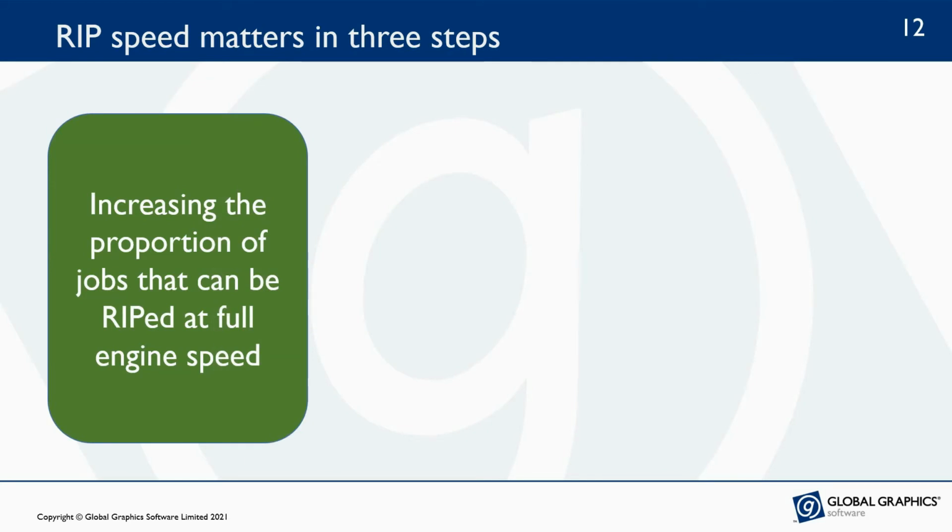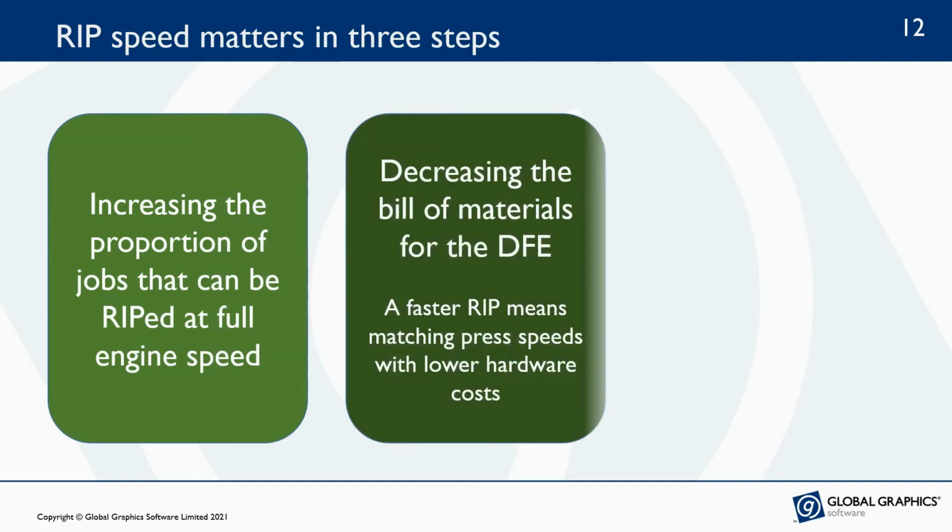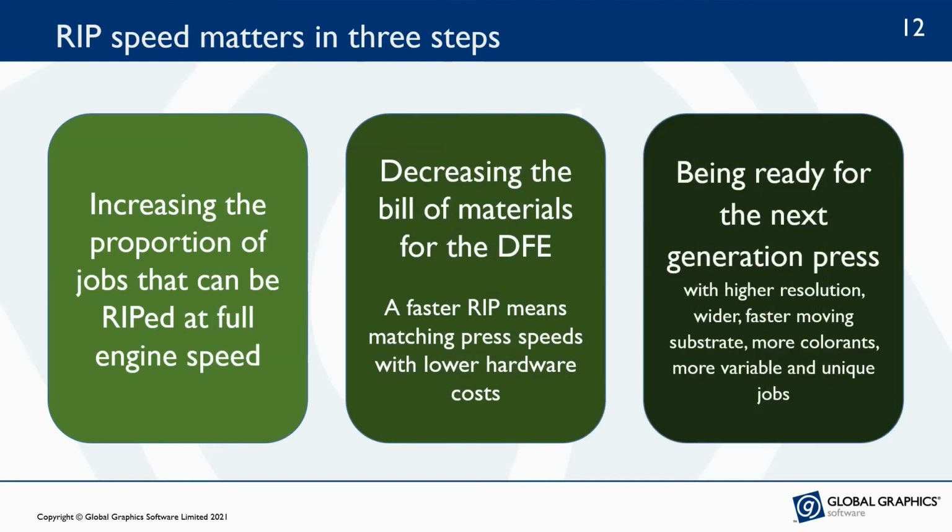So RIP speed matters in 3 steps, usually in this priority order. Increasing the proportion of jobs that can be ripped at full engine speed, decreasing the bill of materials for the DFE. A faster RIP means matching press speed with lower hardware costs, and being ready for the next generation press with higher resolution, wider, faster moving substrate, more colorants, more variable and unique jobs, without having to redesign the entire DFE architecture.